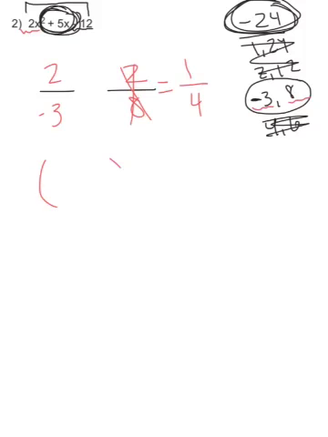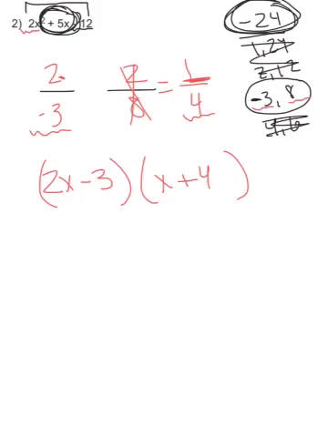So we'll make our binomials. For the first binomial, you take the numerator of the first fraction, which is 2, with our variable x. The bottom is your constant, so minus 3 since we have a negative. For the second one, take the numerator of the second fraction, so 1x, and the denominator is your constant, so plus 4. And this would be your answer.